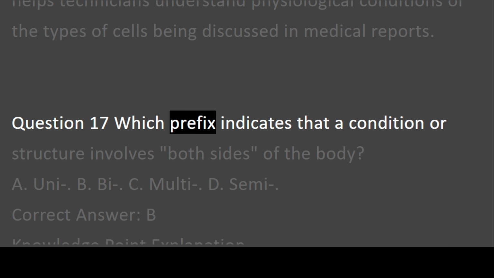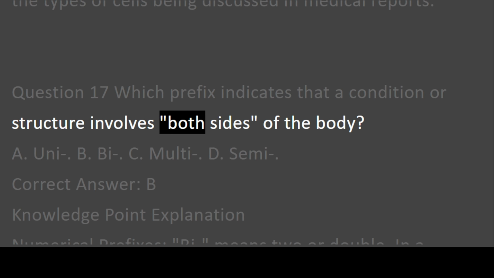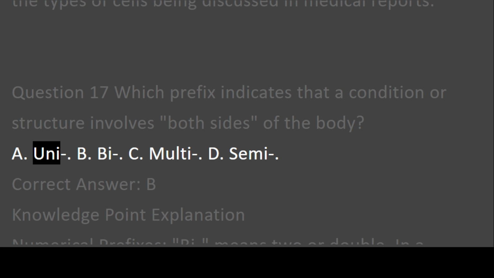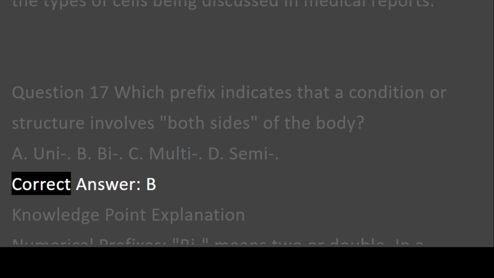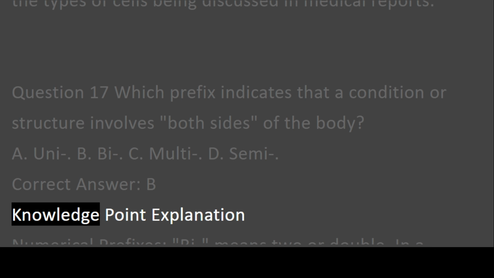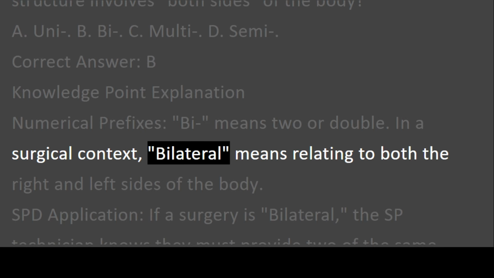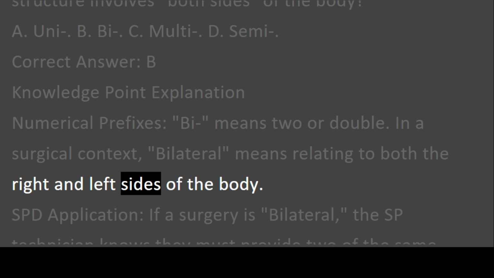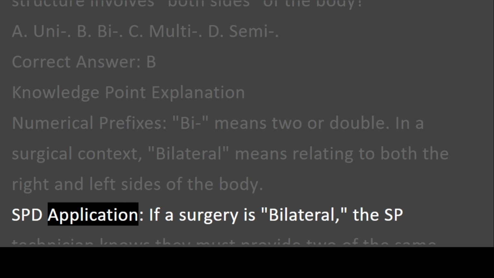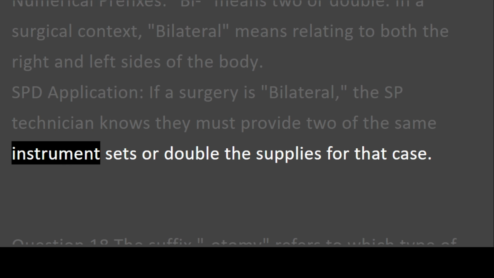Question 17. Which prefix indicates that a condition or structure involves both sides of the body? A. Uni-. B. Bi-. C. Multi-. D. Semi-. Correct answer, B. Knowledge point explanation. Numerical prefixes, bi- means two or double. In a surgical context, bilateral means relating to both the right and left sides of the body. SPD application. If a surgery is bilateral, the SP technician knows they must provide two of the same instrument sets or double the supplies for that case.